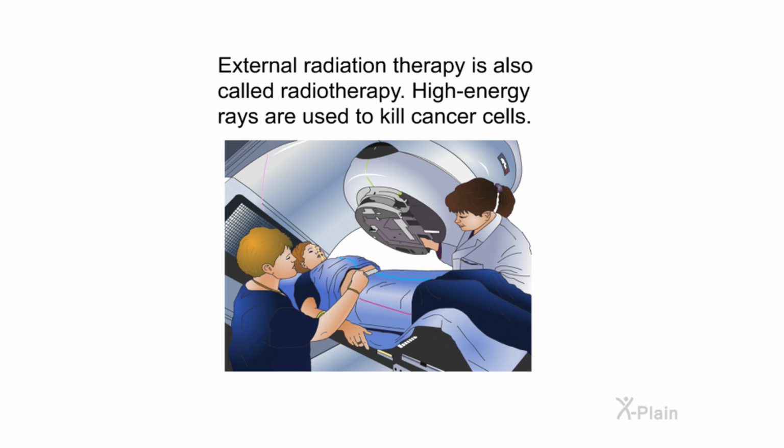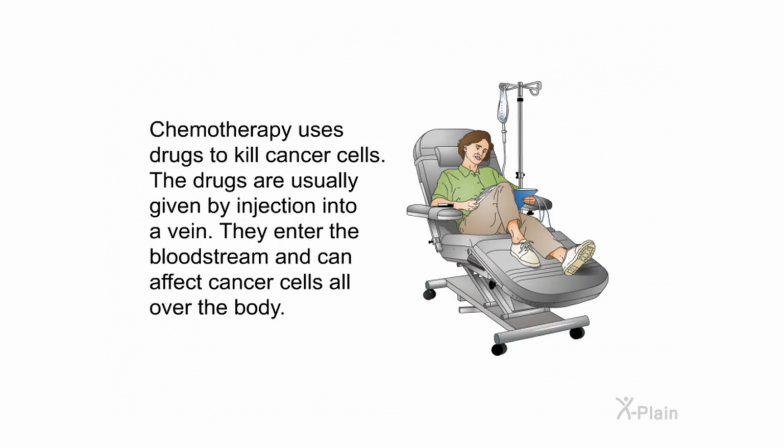External radiation therapy is also called radiotherapy. High-energy rays are used to kill cancer cells. Chemotherapy uses drugs to kill cancer cells. The drugs are usually given by injection into a vein. They enter the bloodstream and can affect cancer cells all over the body.